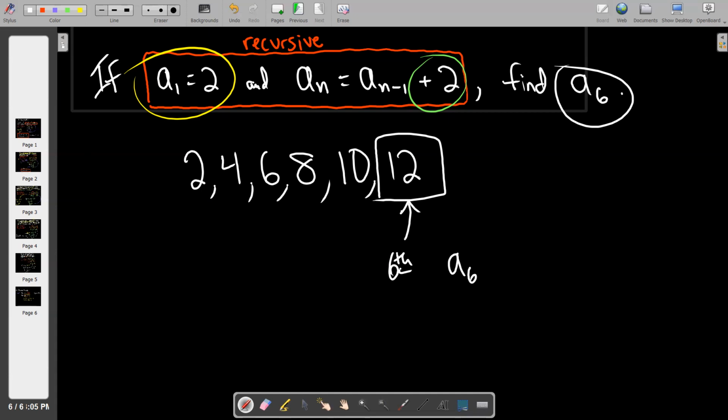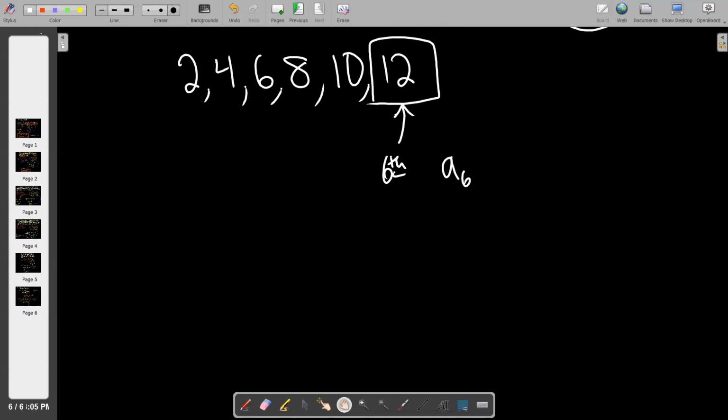Where this would be bad is if I were a jerk and I said, okay, I want you to find the 1294th term. This one for a math person wouldn't be that bad, but for something else, it could get a little nasty. Today's are all going to be find a sub 6, find a sub 8, find a sub 4. Super easy. Okay. Let's go again.